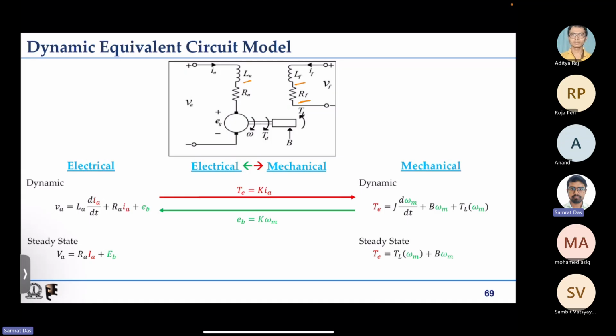Now, if we look at the mechanical system, suppose a body is rotating at some speed, say omega. Now at this instant, what is the static coefficient? That is the friction.